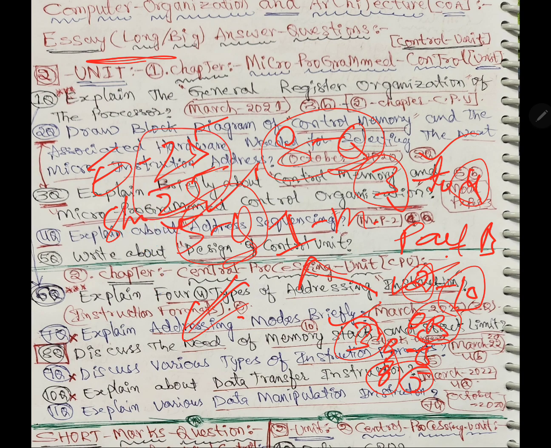Then you come to the remaining units, prepare 3 questions. So write 8 questions, 8 fives are 40 questions, more than enough. If you want to try other questions, you can try later on, right? Then you can get more than 70 marks.